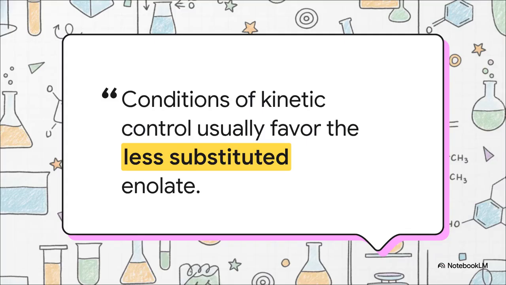I absolutely love this rule from the source material because it's just pure physics. Under kinetic control, grabbing that less hindered proton is simply faster. It's just less crowded. So we essentially win the race before equilibrium even has a chance to set in. We use the massive physical bulk of LDA to our advantage to quickly snatch the easiest proton to reach.